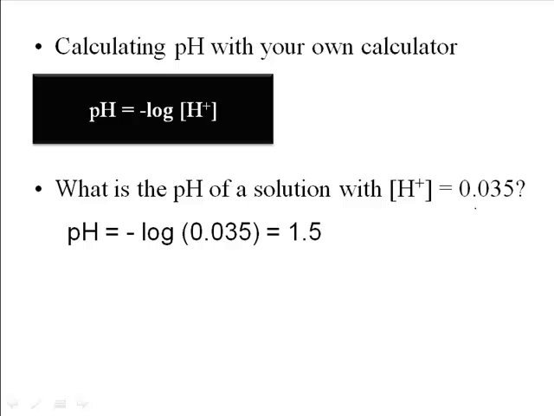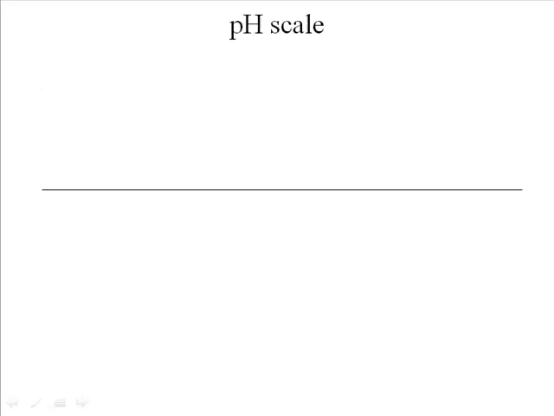The answer you should acquire is 1.5. So in a solution that has a hydrogen ion concentration of 0.035, that's 0.035 moles per liter, I would have a pH of 1.5. So what does it mean for a substance to have a pH of 1.5? Well, aside from telling us exactly what the hydrogen ion concentration is in that substance, it also allows us to put it on the pH scale.